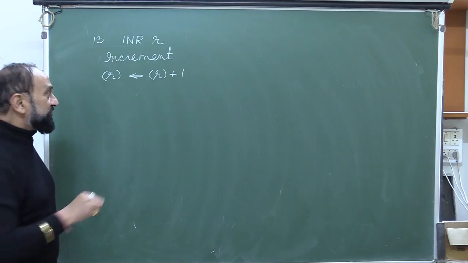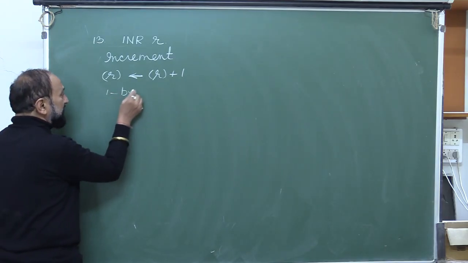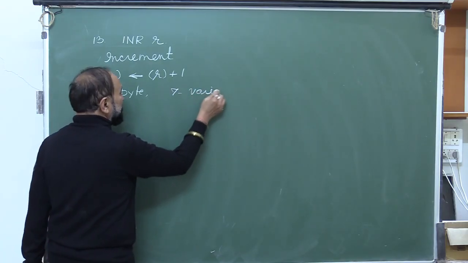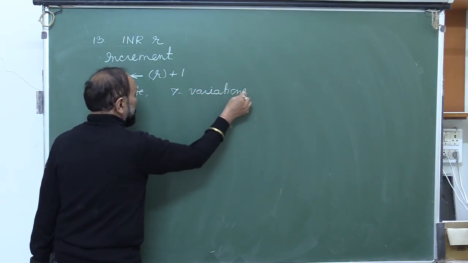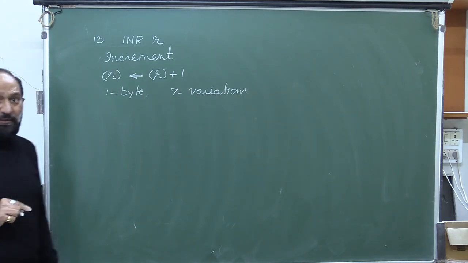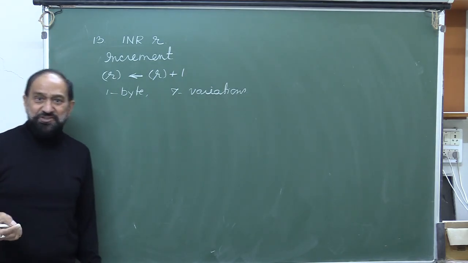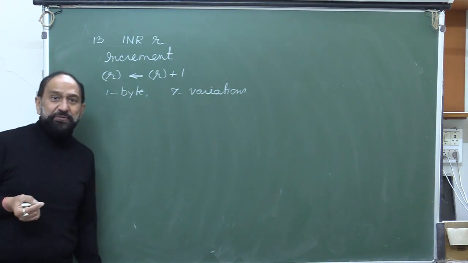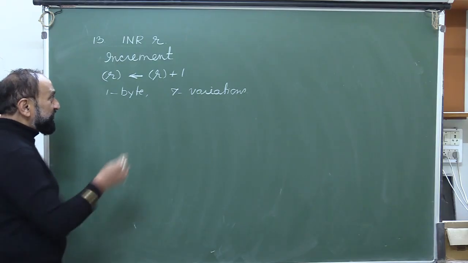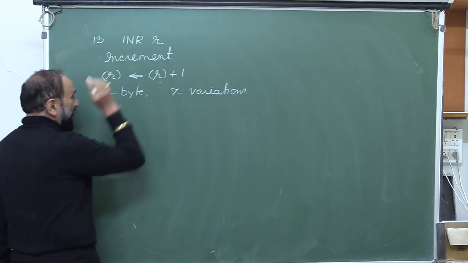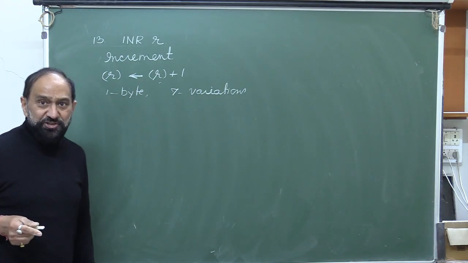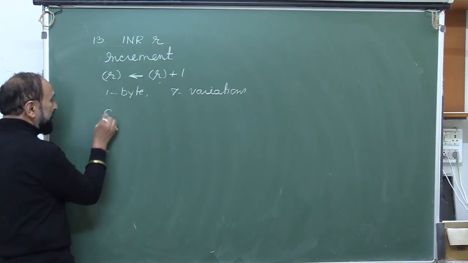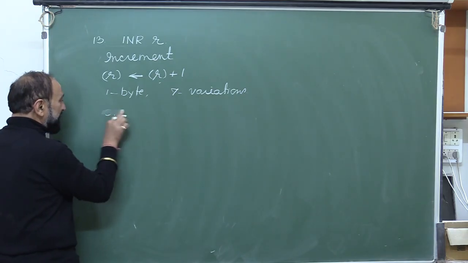This instruction is a single byte instruction and there are 7 variations possible: increment accumulator, increment B register, increment C. Any register can be incremented by 1. This is also some sort of arithmetic operation, addition operation. That's why it is in the arithmetic group.